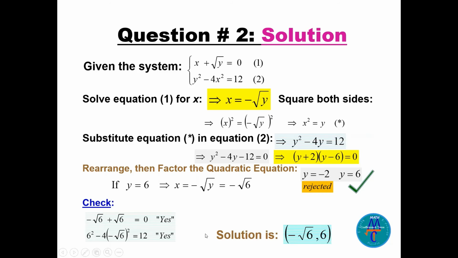Before we say this is the solution, you have to check it, which means replace x and y in both equations here in the nonlinear system, in both. So you have to put the x value plus the y, make sure this is 0. Put the y squared here, minus 4, the x squared is equal to 12. Yes, this is 36 minus 24 is equal to 12. So that's already yes. So the solution will be minus square root of 6 and 6.